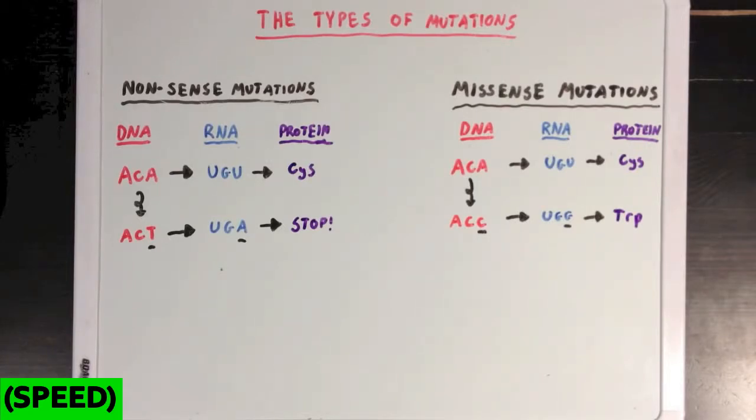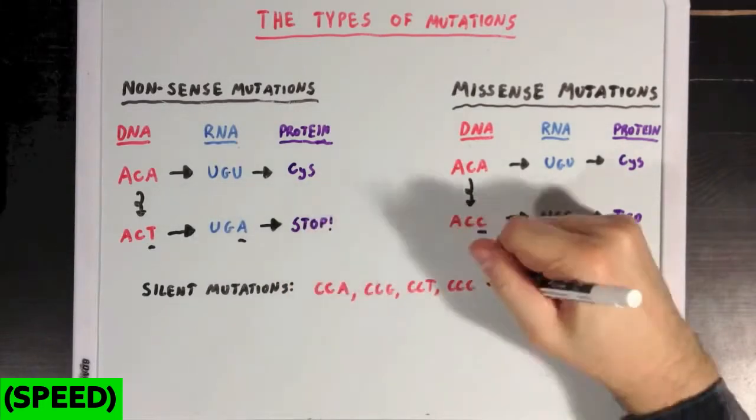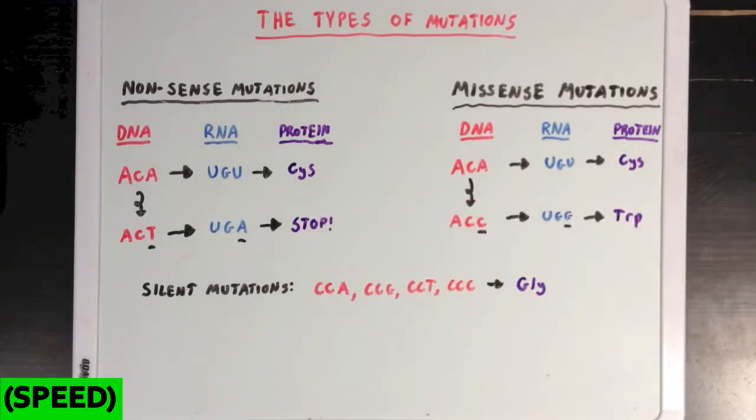So now we can divide the missense mutations even further into a bunch of smaller categories. Silent mutations are when the mutation doesn't actually affect the protein at all. Since many different RNA codons can code for the same amino acid, it's possible that the mutation might not affect the protein at all. So in this example, CCA, CCG, CCT, and CCC in a section of DNA will all end up coding for glycine. So if you change the third base, it wouldn't affect the final protein.